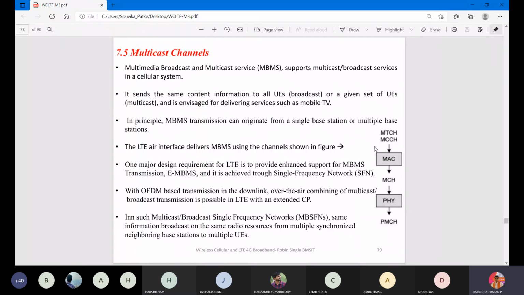So to implement this one, you have this structure, right? So you have a physical channel, you have a medium access channel. The physical channel is given by the physical medium access channel, and the medium access channel, MTCH and MCCH are the supporting channels for the control information and for the transmit information. Right. So here he is giving the procedure for how we are going to multicast the data to the selected people. Okay. So it sends the same content information to all user equipment on request.